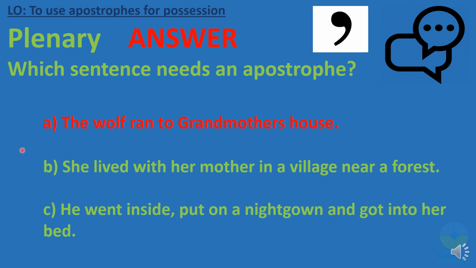Well done if you got that right. So it should have been A, the wolf ran to grandmother's house. It's the house belonging to her grandmother. And the apostrophe should come before the S. So just there. The wolf ran to grandmother's house, the house belonging to her grandmother.